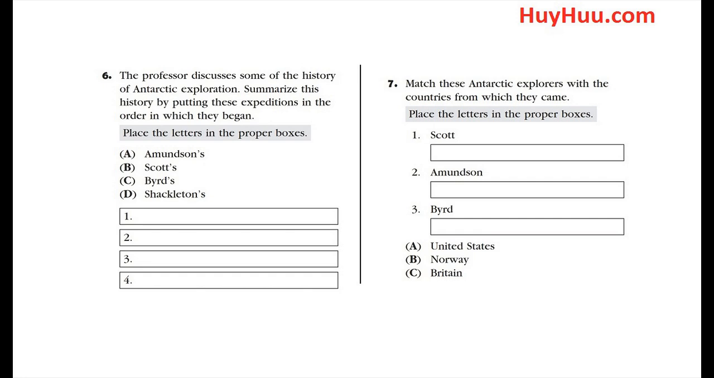Number 6. The professor discusses some of the history of Antarctic exploration. Summarize this history by putting these expeditions in the order in which they began. Number 7. Match these Antarctic explorers with the countries from which they came.